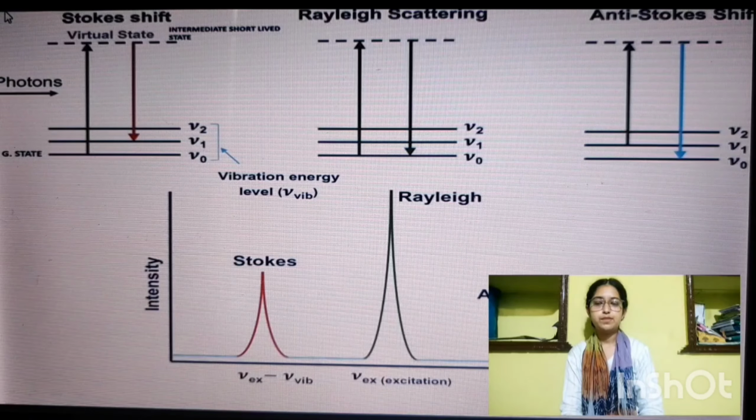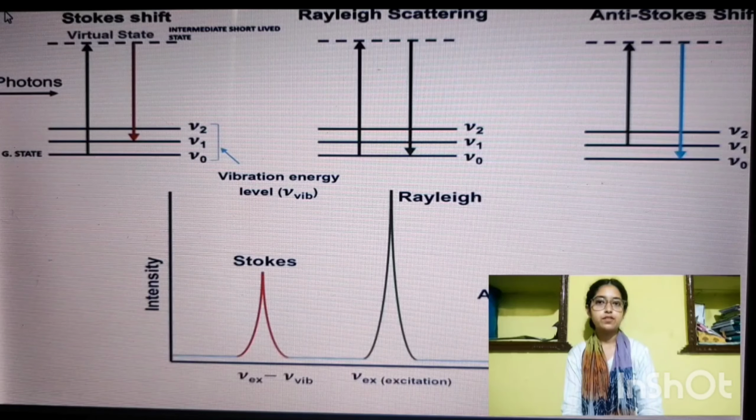So, Raman spectroscopy also gives us a molecular fingerprint. Here we see the intensity versus frequency curve, where the Rayleigh scattering has the most intensity, and as compared to anti-Stokes, Stokes has more intensity. Here we discuss the reason why the intensity of the Stokes line is more than the anti-Stokes line.